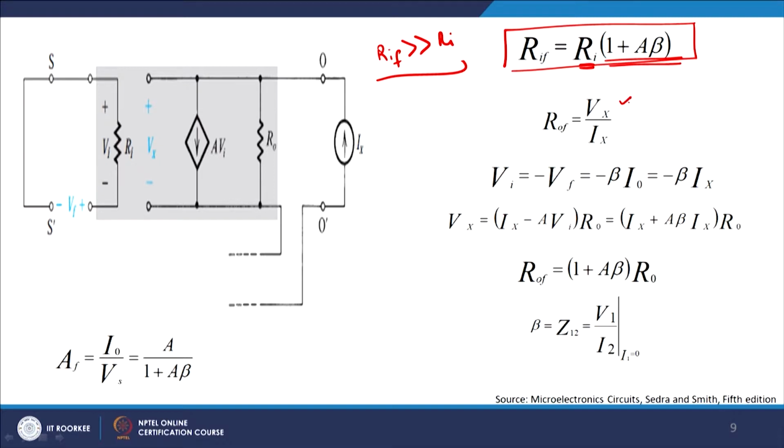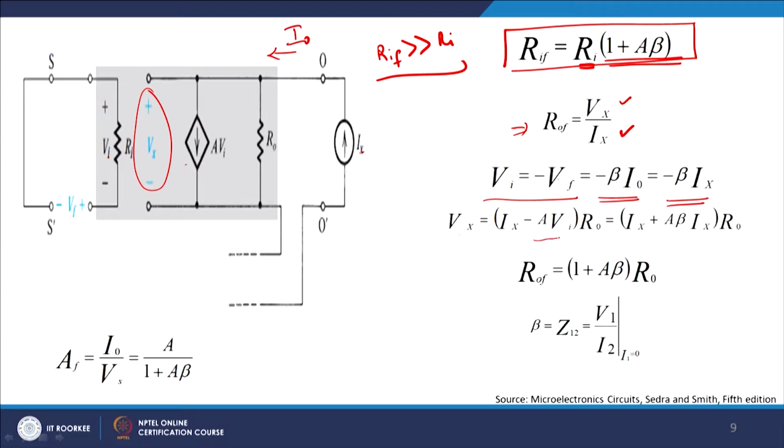Now, ROF, if you want to find out, which is the output impedance, is simply equal to Vx by Ix. Vx is this voltage which you see in front of you, and Ix is the total current flowing through the device, and that is your ROF. So, Vi equals minus Vf, because it is negative feedback, and therefore I can replace Vf by beta times I0 by my previous definition, which can also be written as minus beta times Ix. I0 is the output current which you see here, which is exactly the same as the value of Ix here.